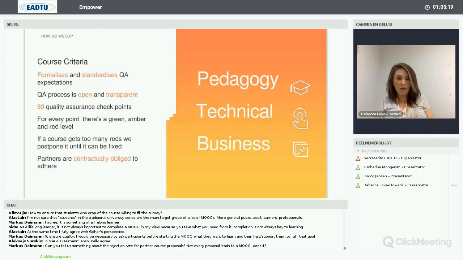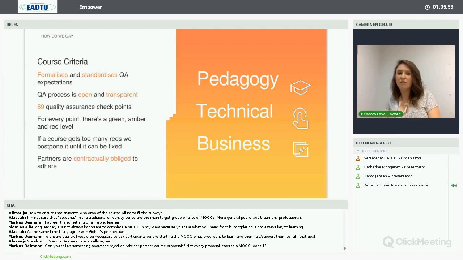So part of my job as a partnership manager is to look at every course that goes onto the platform and green, amber, or red light every single point of those assurance checkpoints. If it gets to the point where a course gets too many reds, then we have postponed before until they can be fixed, until it satisfies the quality standards. And that's something that partners are contractually obliged to adhere to. So it's something we are quite stringent about, and I think rightly so here at FutureLearn.